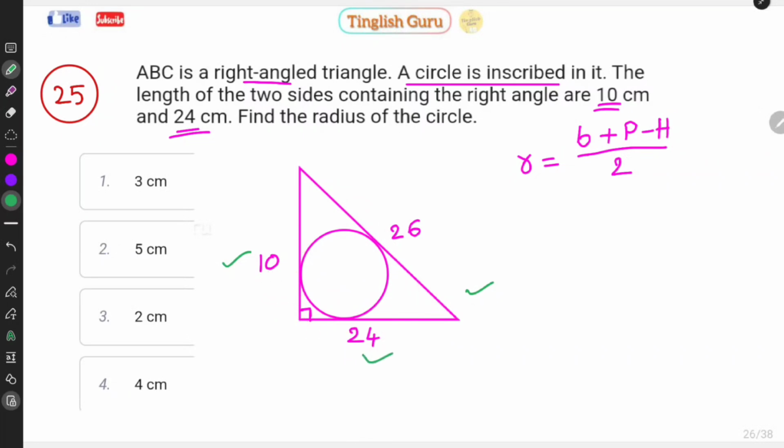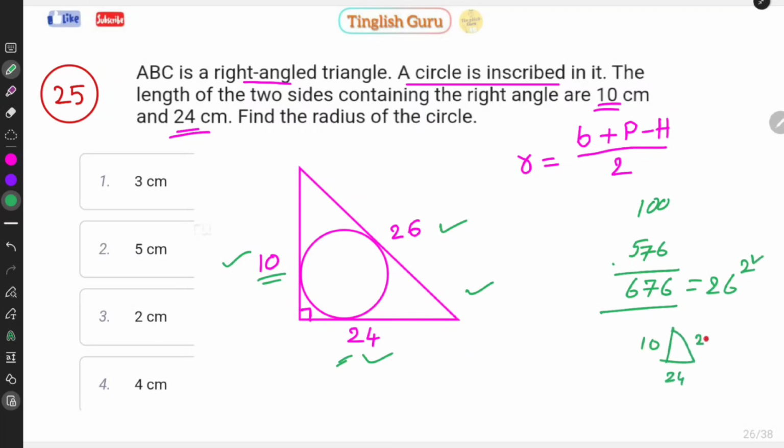So if these two sides are 10 and 24, then hypotenuse will be 26, because you have to remember these values. 10 square means 100 and 24 square means 576. If we add, we will get 676. 676 is nothing but 26 square. So the right angle triangle will be 10, 24 and 26. You have to remember different kinds of triplets. These are called triplets, so that you will solve it easily. So we got the hypotenuse value also.